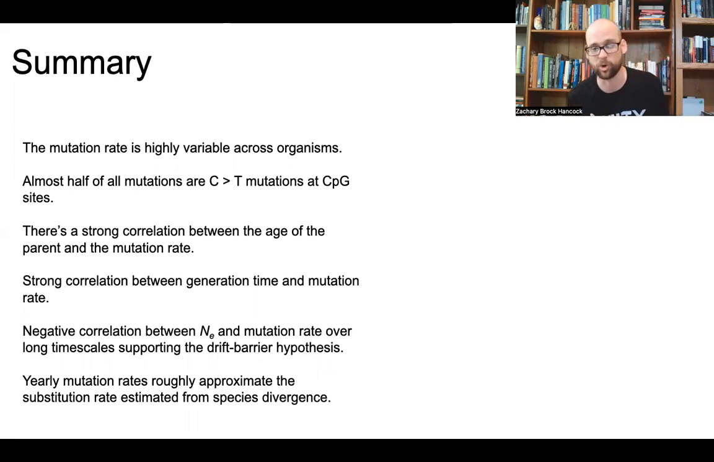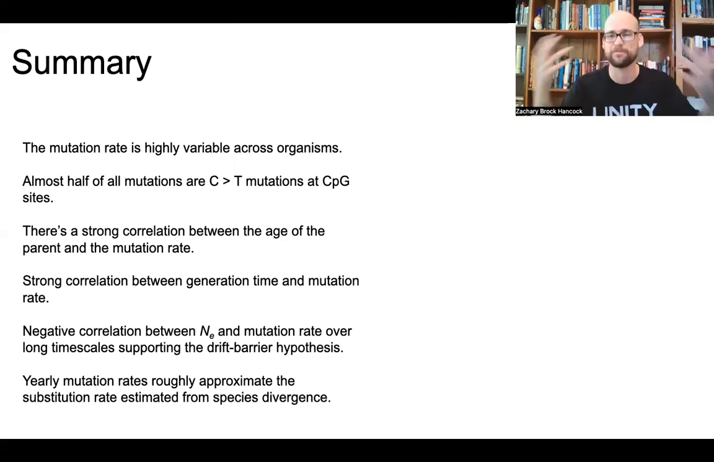Finally, they found that there was a negative correlation in the effective population size and the mutation rate over long time scales, but not under short time scales, importantly. And that supports the drift barrier hypothesis. Lastly, the yearly mutation rates roughly approximate the substitution rate estimated from species divergence. This is really cool and indicates that for most of the time, a simplistic assumption of a strict molecular clock is actually not going to lead to a systematic bias in your estimates of divergence time. So there is a rough correlation between those two things.